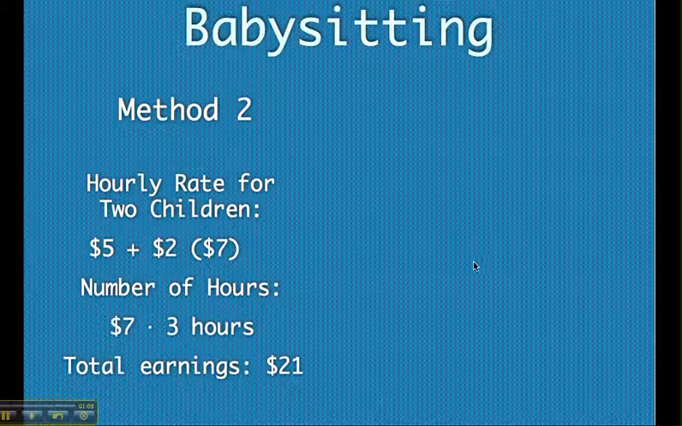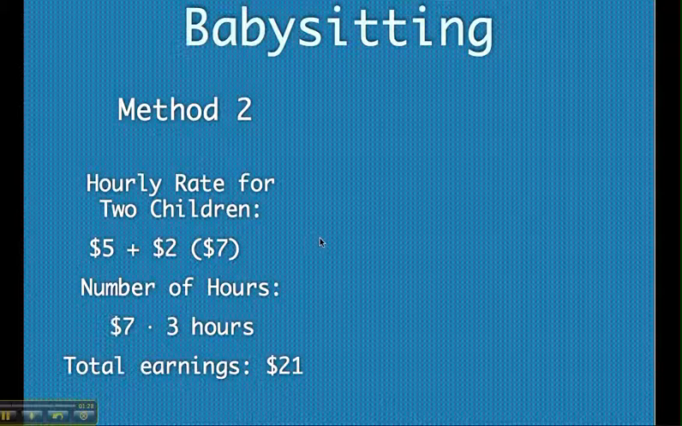Other students, however, might use another method. They might think of an hourly rate for both children, meaning that the first child is 5, the second one is $2 for a total hourly rate of $7. The number of hours babysat is 3, so 7 times 3 is 21.